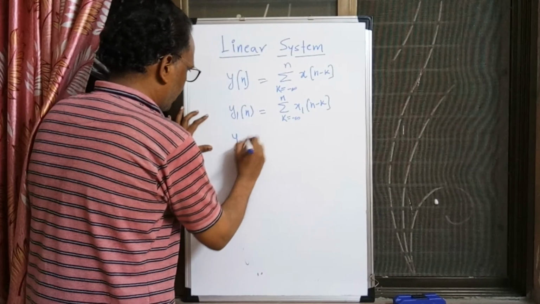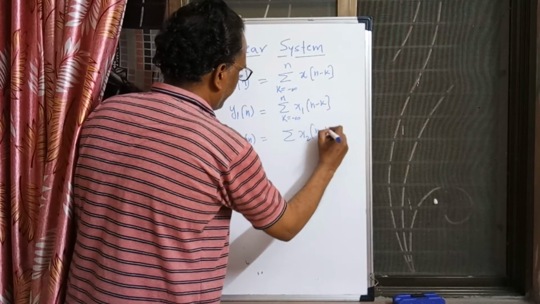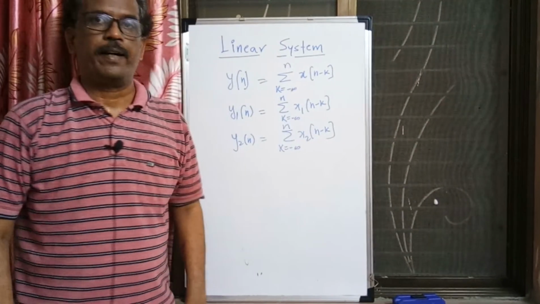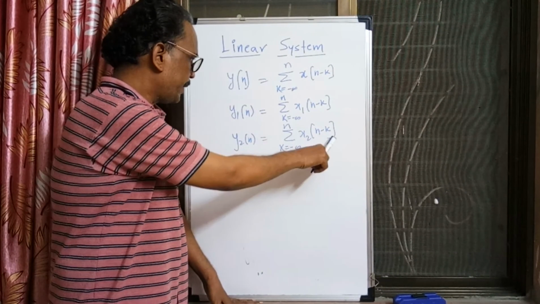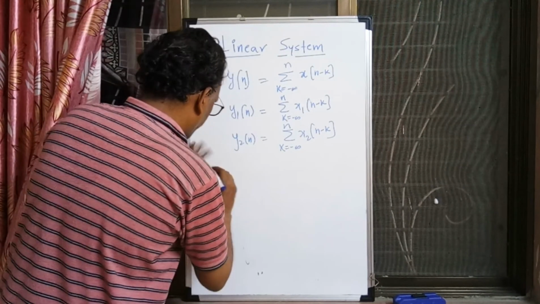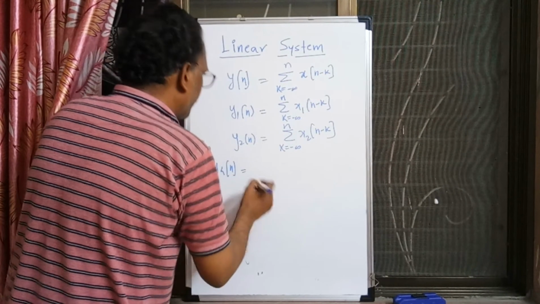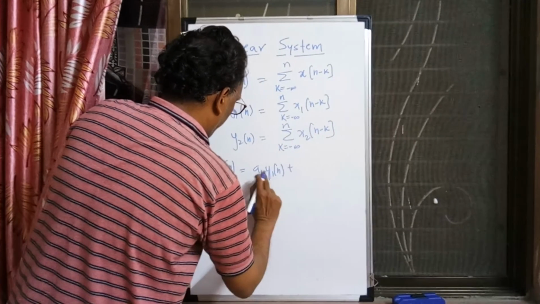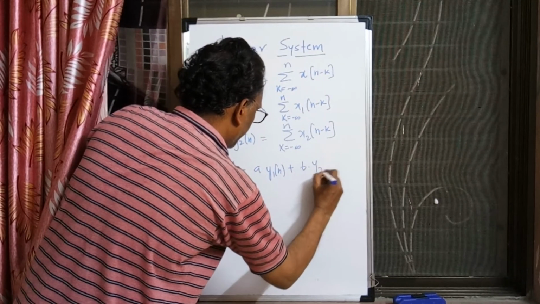Again, the response to the input x2[n] is y2[n], so let us write the summation of x2[n minus k]. I am not writing those statements because you can take them from the earlier example. If the input is x2, you get this response; if the input is x1, we get that response. Now take the linear combination of outputs, y4[n], which is a y1[n] plus b y2[n].